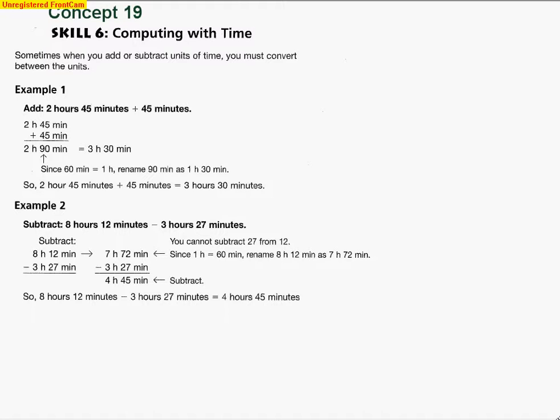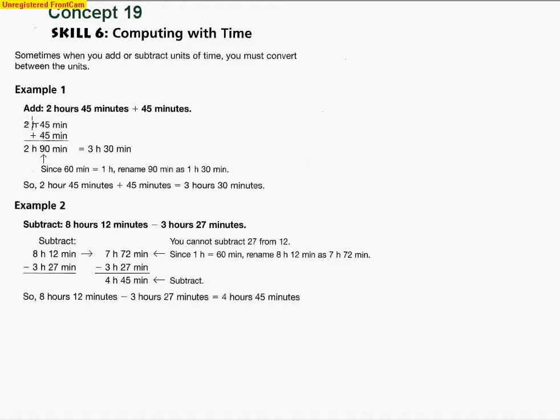This is the tutorial for skill 6 of concept 19, computing with time. Sometimes you need to add or subtract units of time, and you must convert between units. For instance, here, if we're going to add 2 hours and 45 minutes plus another 45 minutes, we have to add up the minutes.